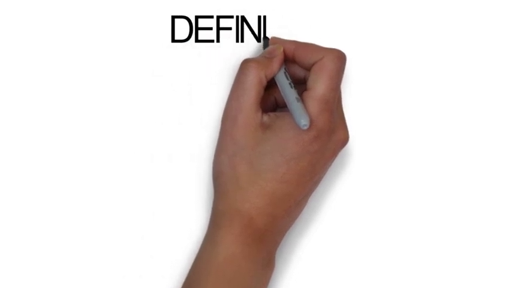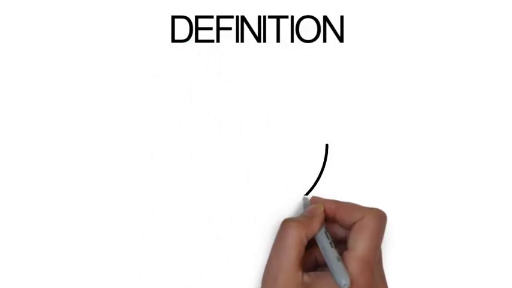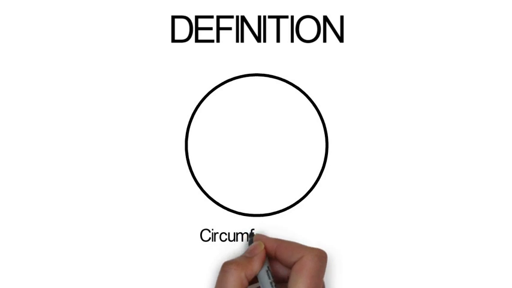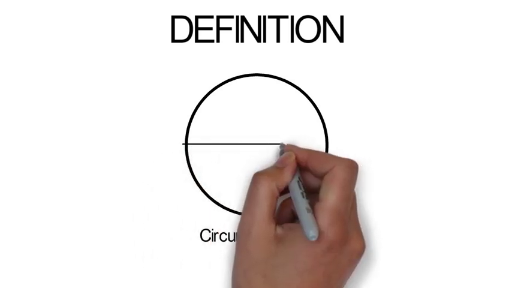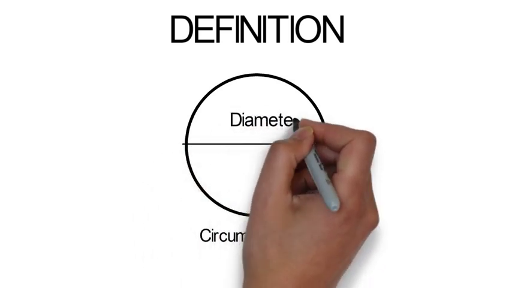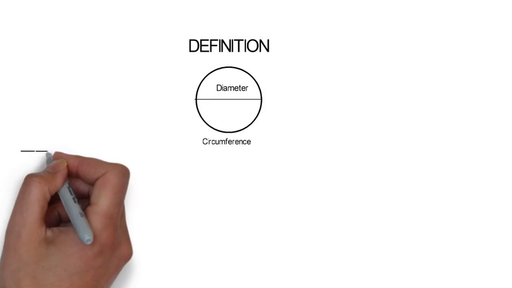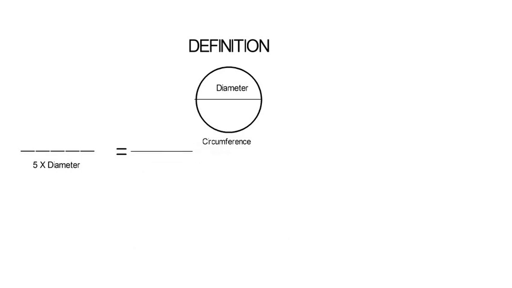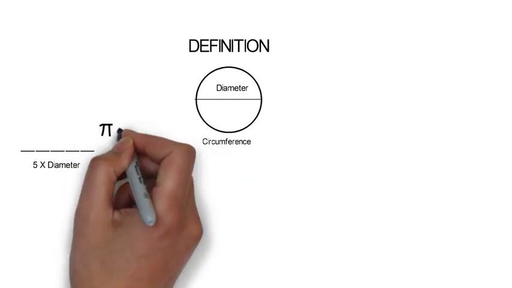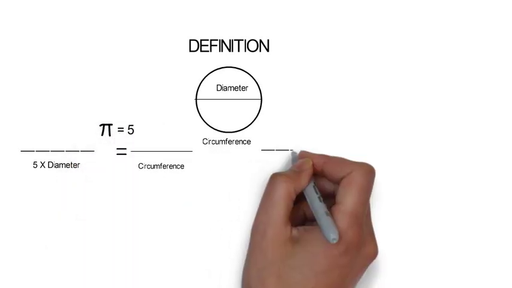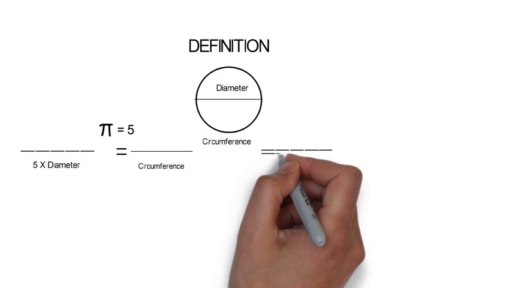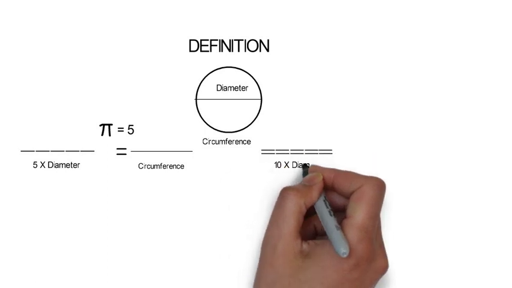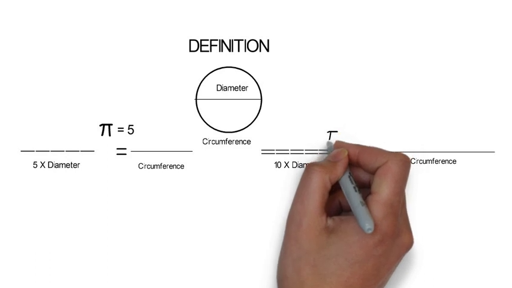We will begin our video with the definition of pi. Let us take a circle. How many of the circle's diameter is contained by its circumference is its pi. For example, if 5 diameters of a circle make up its circumference, then the circle's pi is 5. If 10 diameters of another circle make up its own circumference, then the second circle's pi is 10.